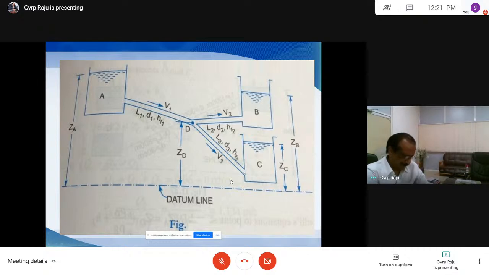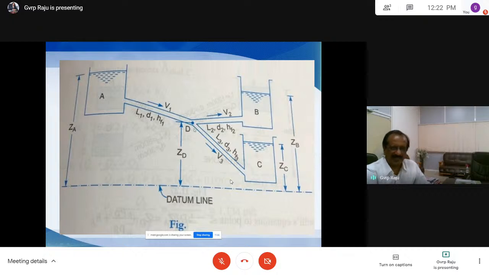So the equation is Q1 = Q2 + Q3. We have one equation of discharge. The quantity entering the junction is going to B and C. So Q1 is equal to Q2 plus Q3. That is one equation. And for the second equation, you can write Bernoulli's equation between reservoir A and B.